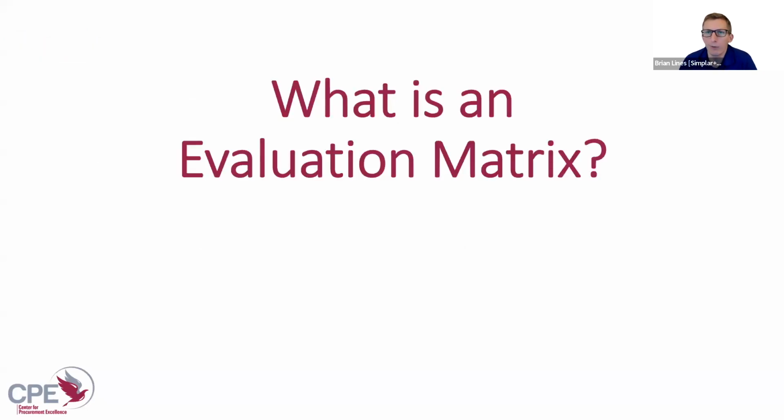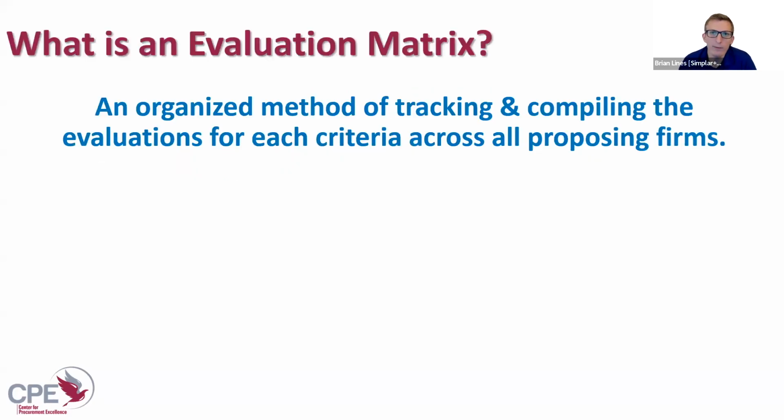So jumping straight to the definition of an evaluation matrix. What this is basically just an organized method or tool to track and compile the evaluations across the different evaluation criteria you may have. Because normally in an RFP, you've got more than one criteria. You're marrying together cost and different qualifications or proposal elements. And you're doing that across all the competing proposals or firms who have responded. And you may have multiple evaluators as well that you're tracking. So that's basically all it is.